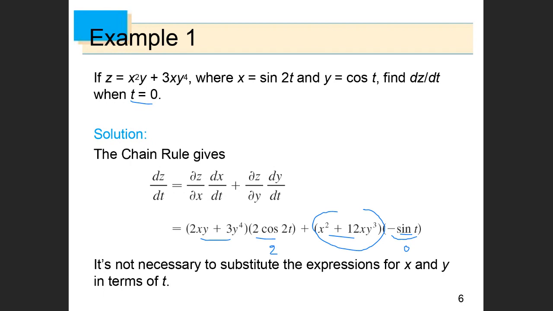And all you have to compute is 2xy plus 3y^4. So you see that the 2x anyways, when t equals 0, you're going to have a 0. Okay, so x is 0 at t equals 0. So that part goes away. And the 3y^4, in fact, y is how much? y is 1, because cosine of 0 is 1. So you get 3 times 1 to the power 4, so just 3. 3 times 2, you should end up with 6.